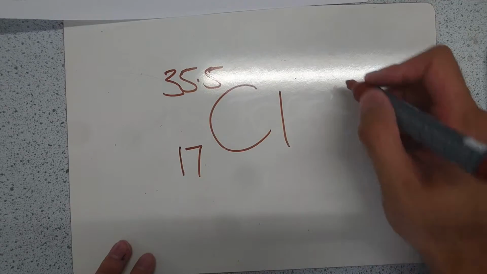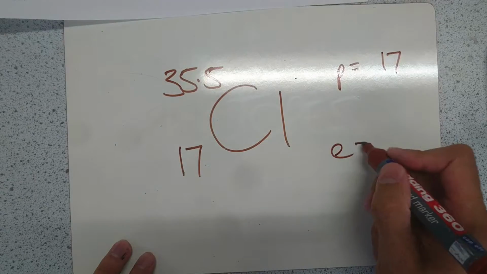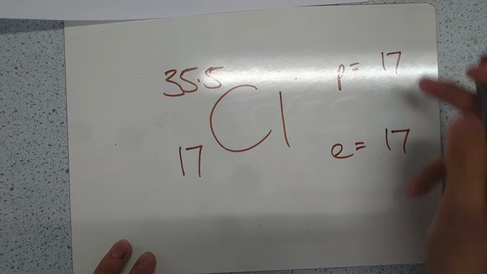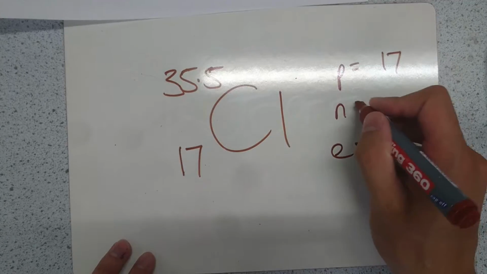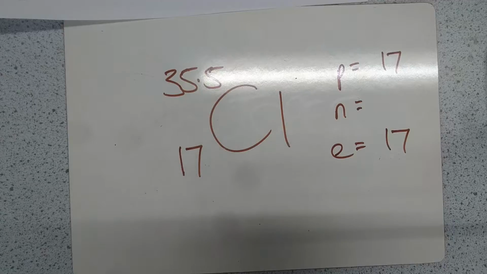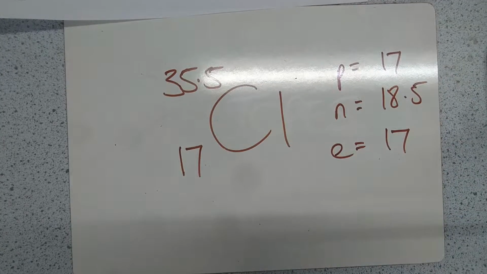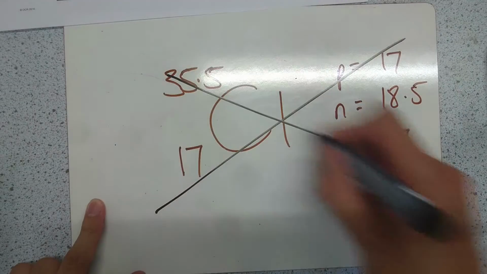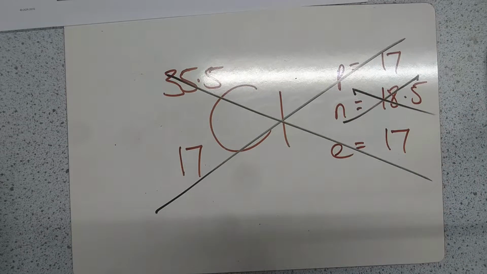So if we work out the number of protons, we'd have 17. There's no charge here, so the electrons is also 17 because they have to balance out. The number of positives has to equal the number of negatives. And neutrons, well, if we take this mass number here and minus 17, we get 18.5, which we can't have. You cannot have 0.5 of a neutron. So this, or at least this bit, can't be done.